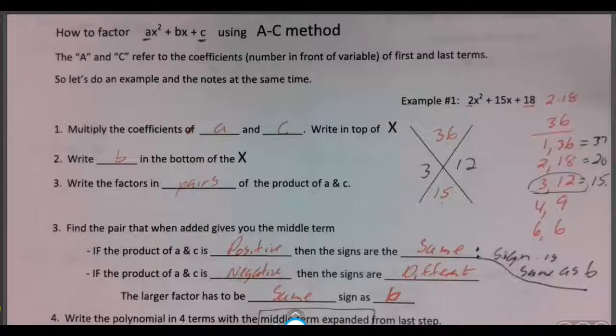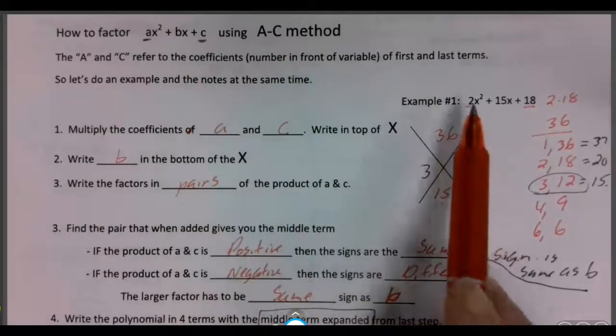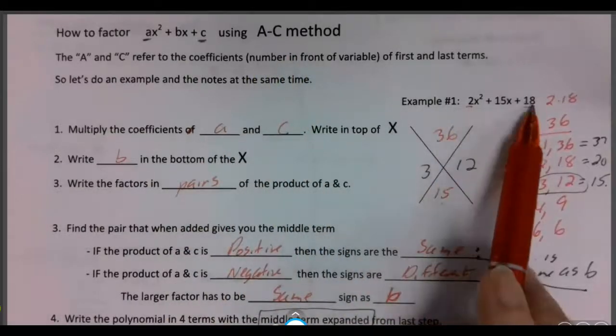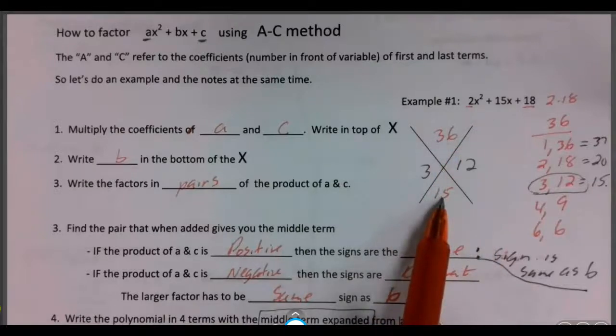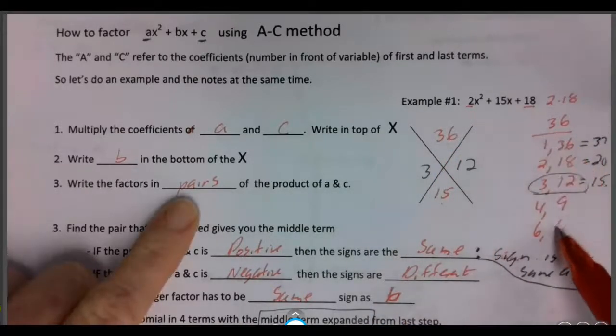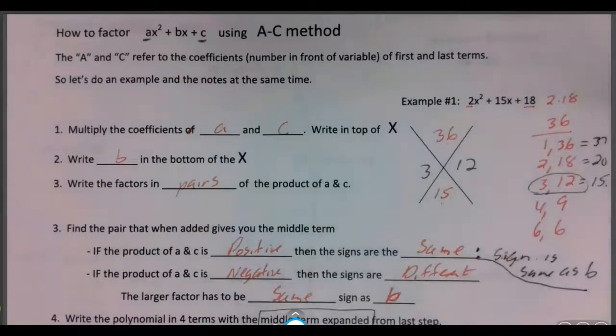So we're going to do day 2 of AC method, and I just wanted to pull these notes up in front of you one more time. Remember, this is AC method. We take A and C, so the coefficient of the first times the constant. We're going to multiply that and put it at the top of the x. We're going to put B at the bottom. Then we're going to list our factors in pairs, and then we're going to look to see what our signs might be. Okay, so let's practice a couple.